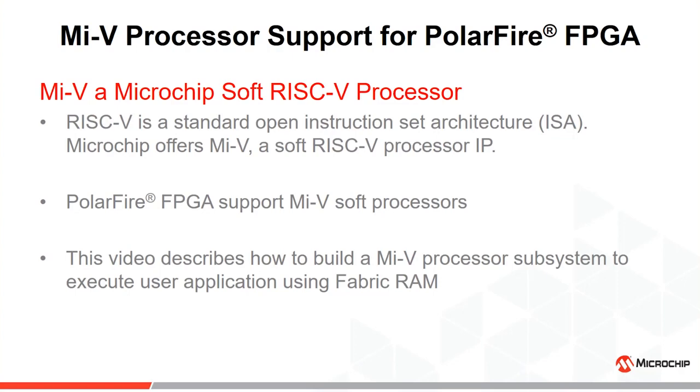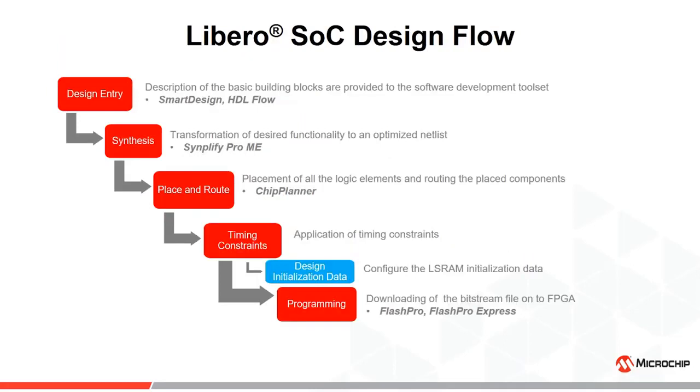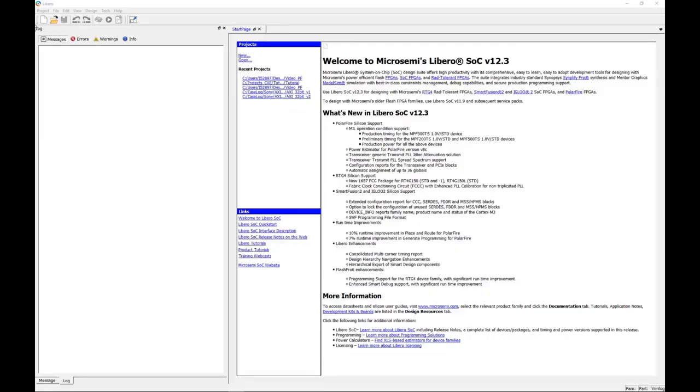This tutorial describes how to build a Mi-V processor subsystem to execute user applications from the fabric RAM. The Libero design tool flow is described here, which includes design entry using SmartDesign, synthesis, place and route, adding timing constraints, design initialization, and programming the device. Now let's move to the Microchip Libero SoC tool to create our design.